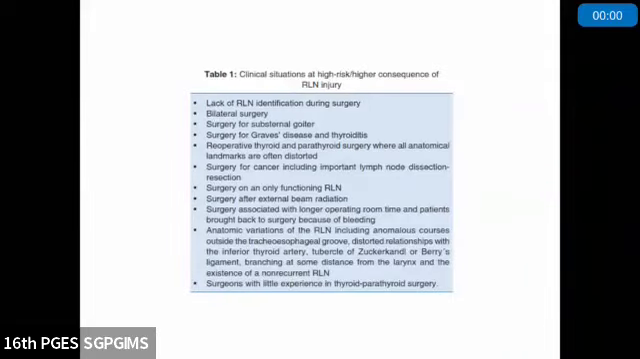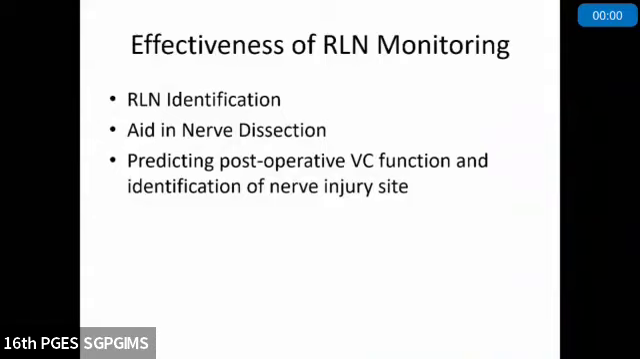What are the advantages of neuromonitoring? It helps in identification. It aids in nerve dissection. This is very important. It really saves time, because early on you detect the nerve, and therefore your time is saved a lot. So it not only helps in identification, it aids in nerve dissection and saves a lot of time. And of course, it can predict post-operative vocal cord function and help identify the nerve injury site.